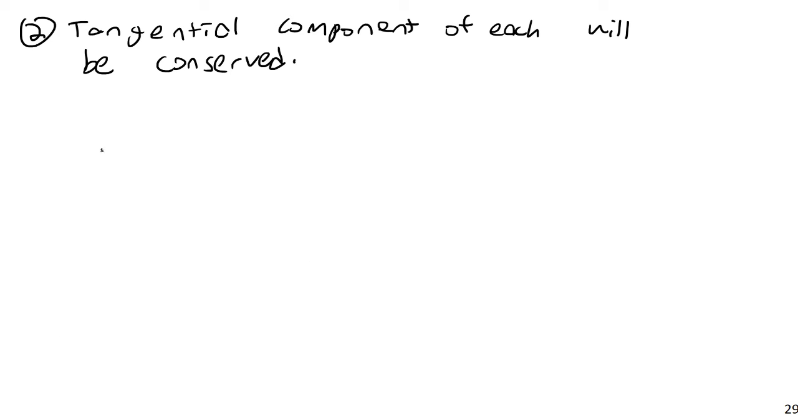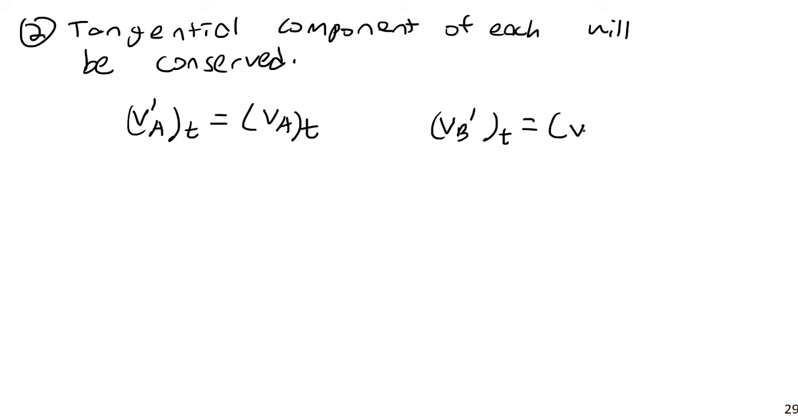So in other words, V prime A, the tangential component, the final one, is going to be equal to VA tangential component, and VB prime tangential component is going to be equal to VB tangential component, and this is equal to 15.0 feet per second. So I already know the tangential component of VA prime, and the same one for VB prime, 34.6 feet per second here.